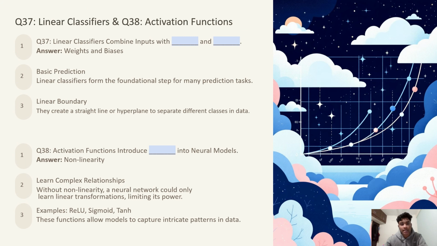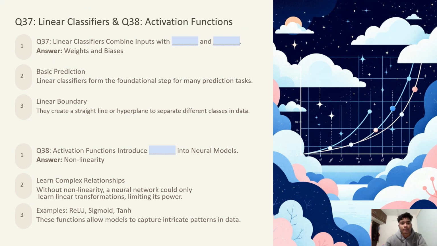Now, question number 38. Activation functions add non-linearity. Activation functions add non-linearity to neural networks. Without them, a neural network would just act like a linear model. Functions like ReLU, sigmoid, and tanh help the model learn complex patterns.